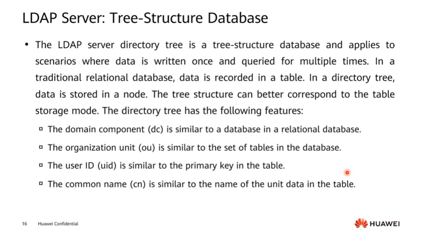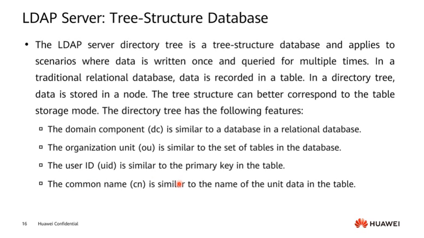So from the previous several introductions, maybe you could find out that LDAP is really similar to a traditional database with tree structure as well, right? Indeed, we can make a good analogy of them as is shown here. The domain component is similar to a database in a relational database, which is on the top layer. Below it, we say that the organization unit is similar to the set of tables in the database. The user ID is similar to the primary key in a table, and the common name is similar to the name of the unit data in the table.